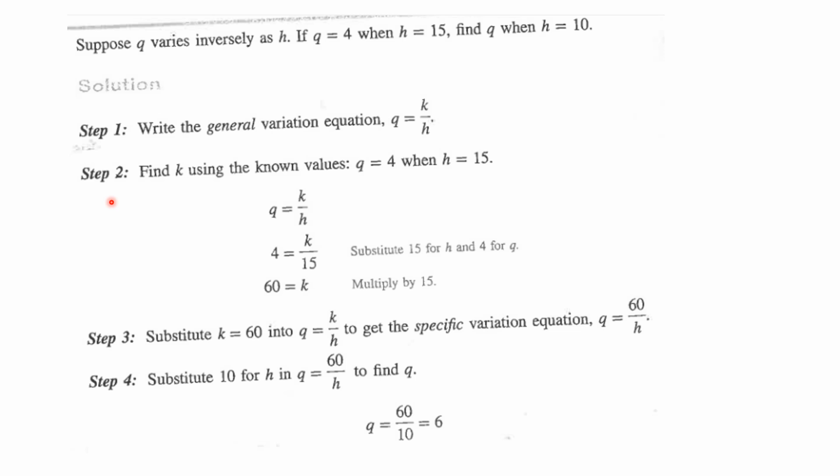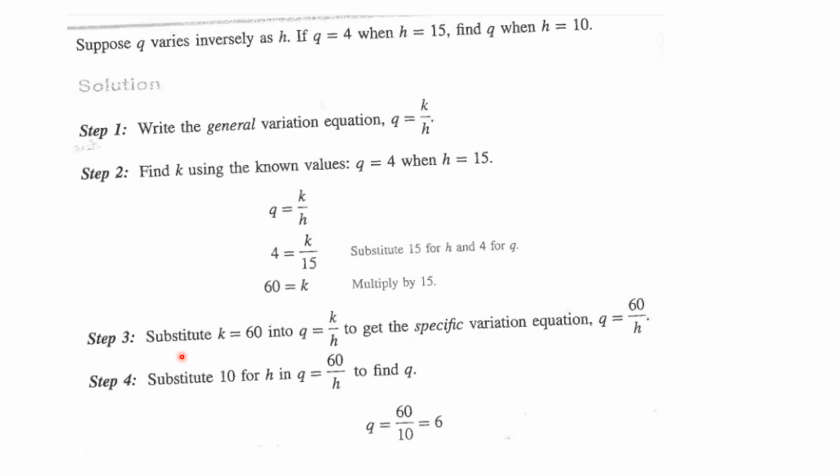Step 2, we find k using the known values, q equals 4 when h equals 15. We say q is equal to k over h, that is, 4 is equal to k over 15. That tells us that k is equal to 60. So now we have this specific variation equation: q is equal to 60 over h.